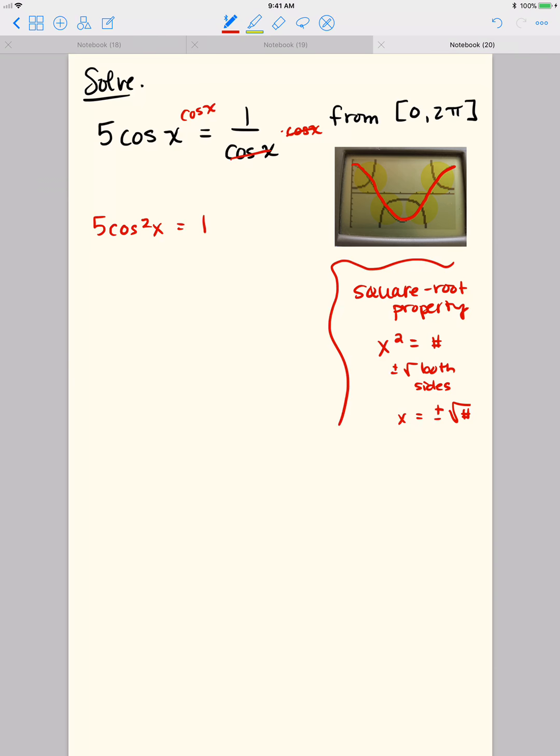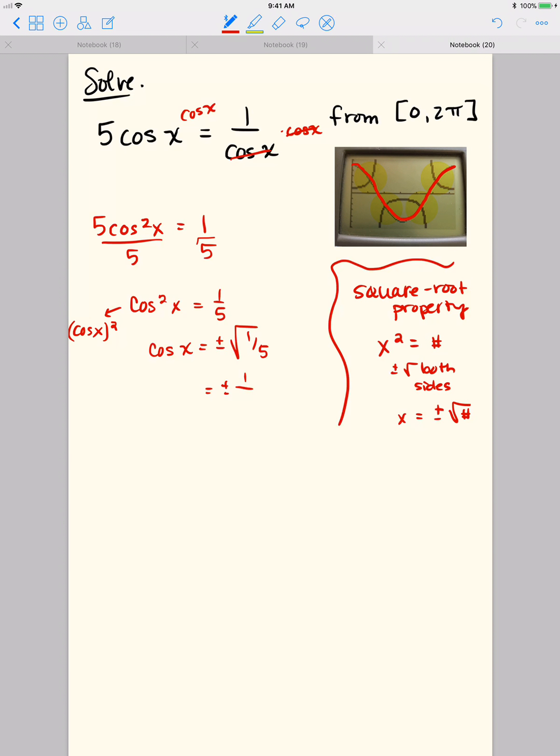That's a really easy property to use to solve those. So for our cosine squared function, I can divide both sides by 5, and I'll get cosine squared of x equals 1/5. And again, remember, cosine squared of x is just like the cosine of x squared. So I am allowed to square root that. And when I square root both sides, I get that cosine of x is plus or minus the square root of 1/5. The square root of 1 is 1.